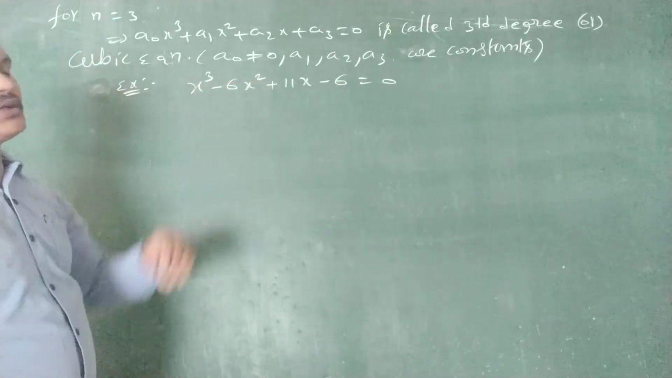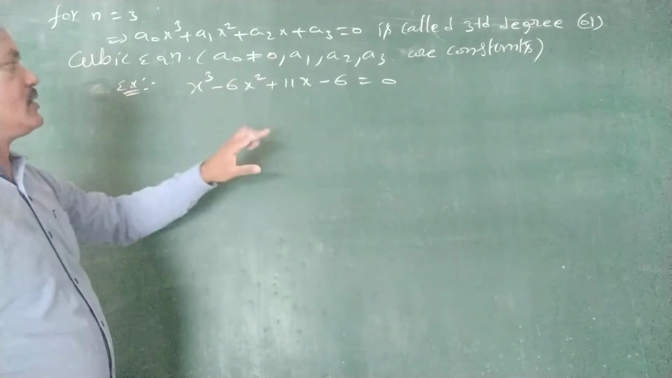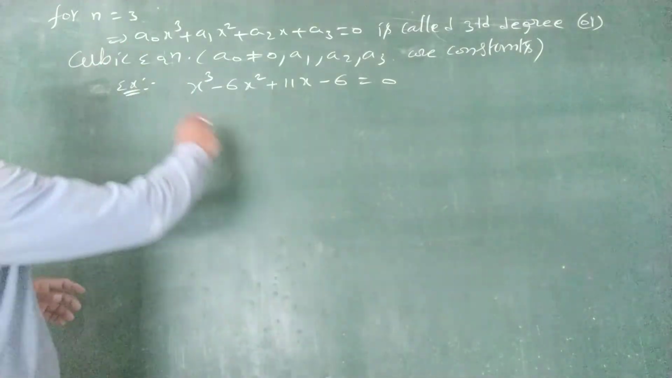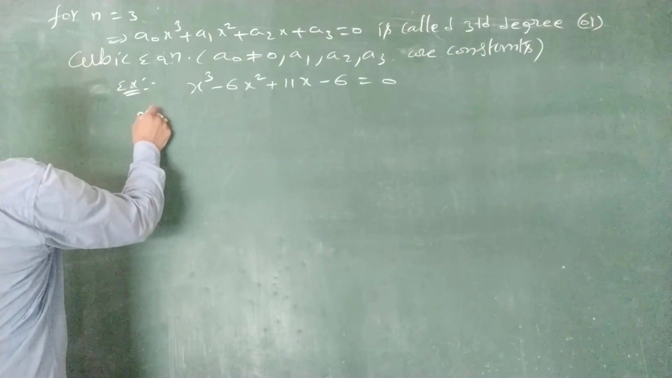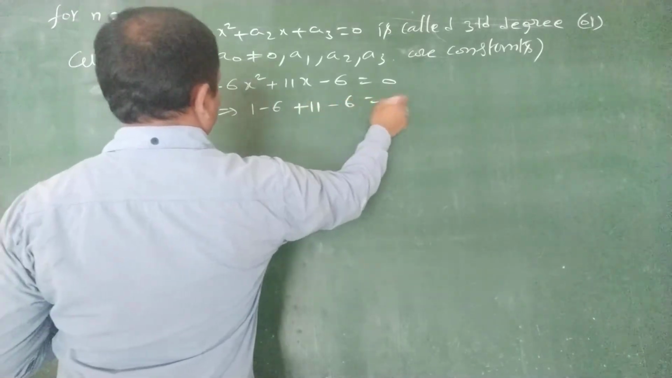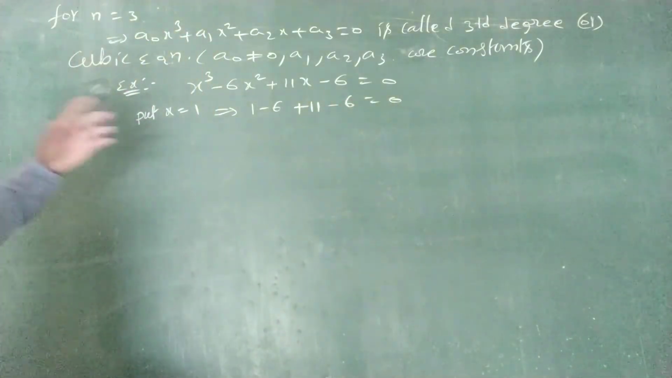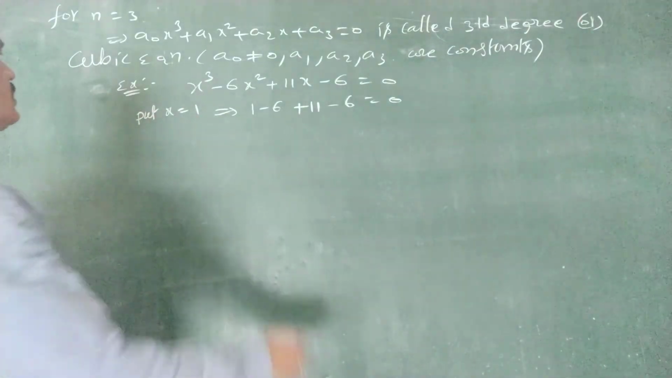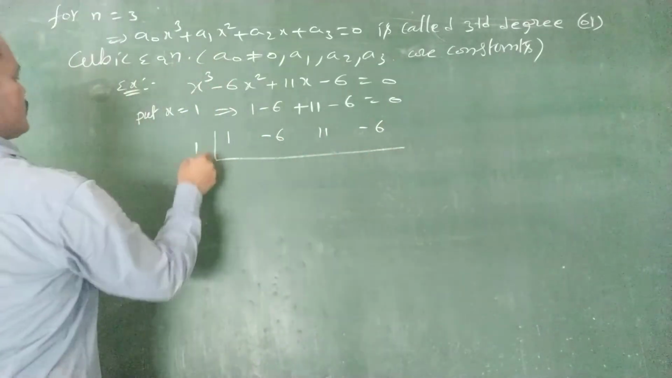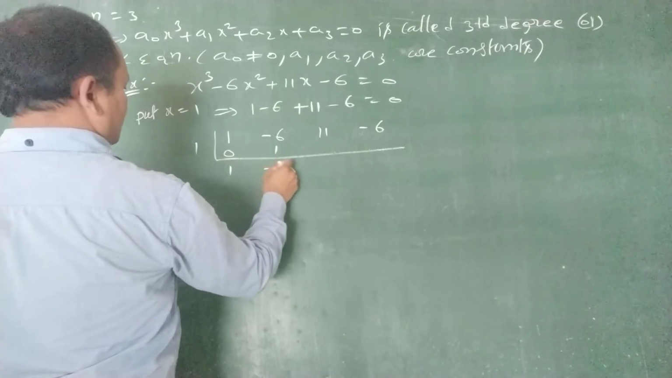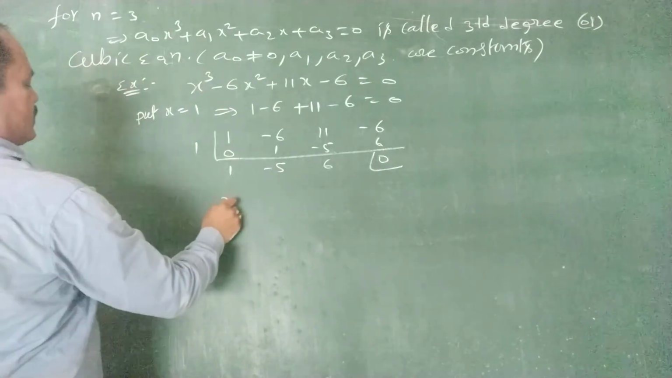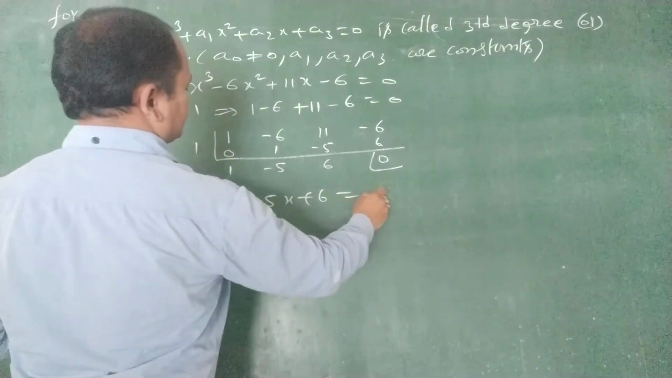Now, for x, put x is equal to 1, it will be satisfied. So, f of 1 is equal to 0. That means put x is equal to 1, then 1 minus 6 plus 11 minus 6 is equal to 0. By Horner's method, we have to find the remaining roots. That is 1, minus 6, 11, minus 6. Here it is 1, 0, 1, minus 5, 6, 6, 0. That's why here we get x square minus 5x plus 6 is equal to 0.